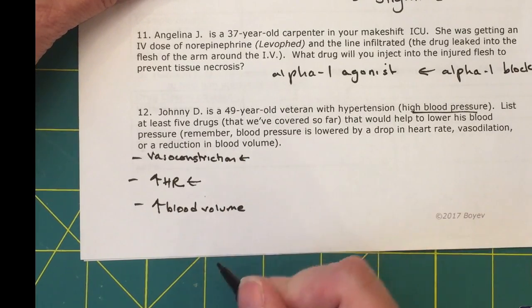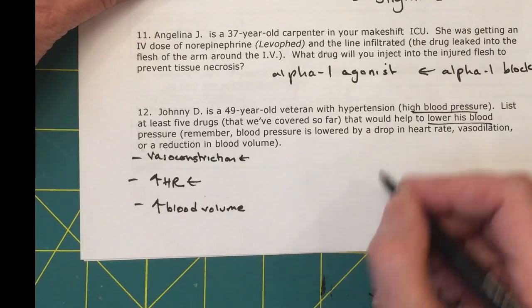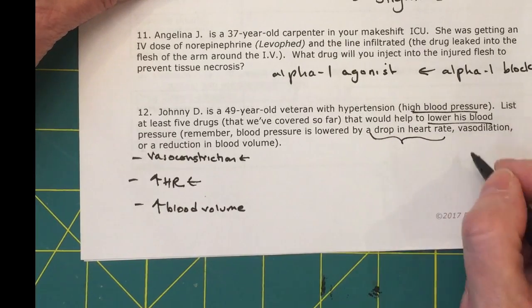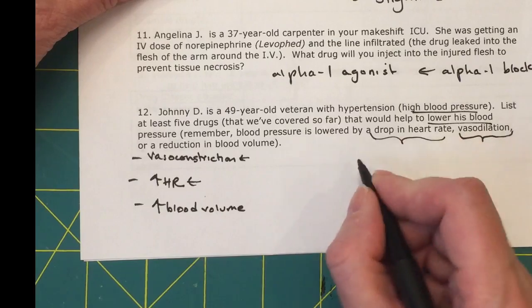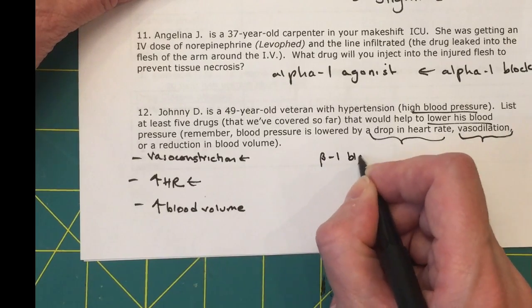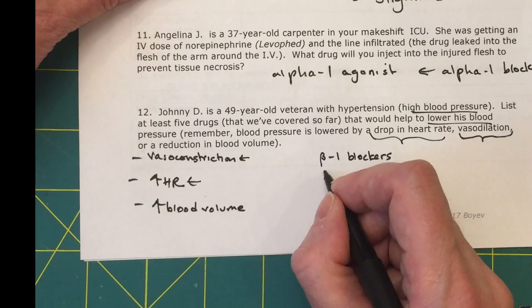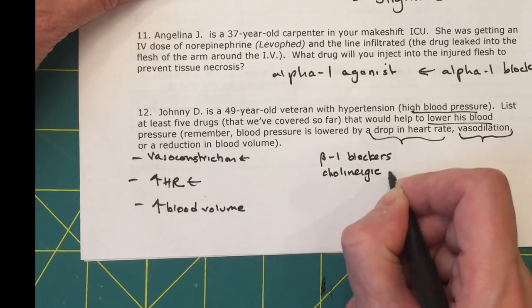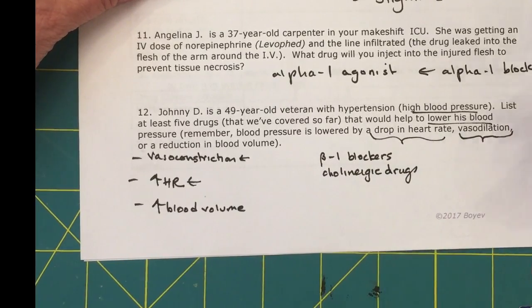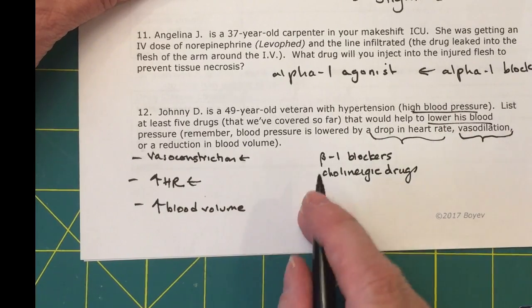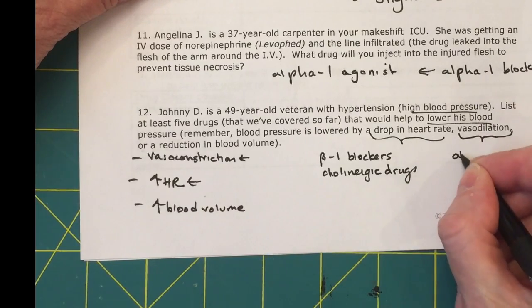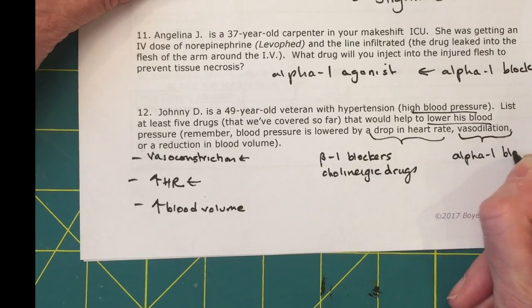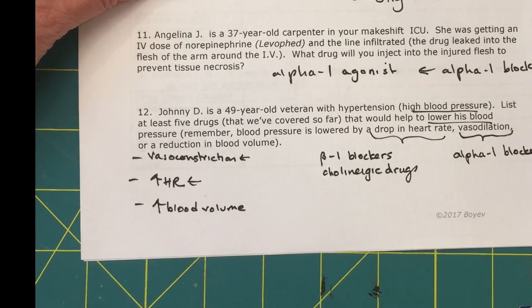So if we want to lower the blood pressure, then we want to drop the heart rate, and we want to cause vasodilation if possible. And we can reduce blood volume, but we'll talk about those drugs later. Things that drop heart rate are going to be beta-1 blockers and cholinergic drugs. That includes the direct-acting drugs that have CHOL in them and the stigmine drugs. Drugs that cause vasodilation: alpha-1 agonists cause constriction, so an alpha-1 blocker will cause vasodilation.